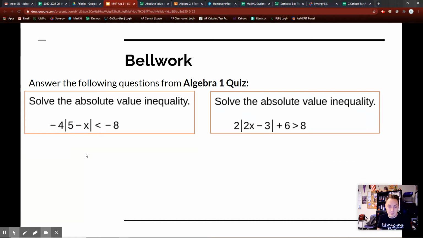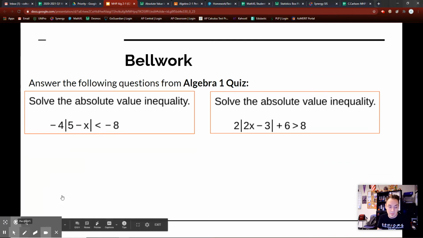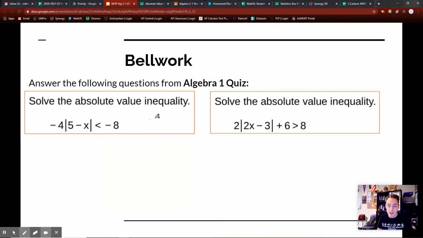All right, let's go to town. Now, how do I solve this? This is an absolute value inequality, and this one is also an absolute value inequality. The very first thing I noticed is that this is not isolated. The absolute value part, the 5 minus x, is not by itself. That part needs to be by itself before you do anything.